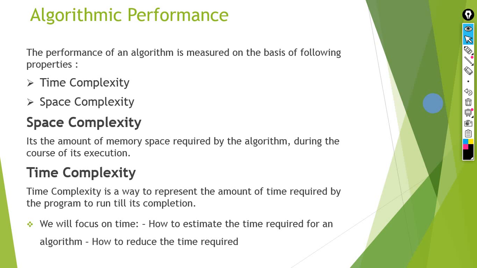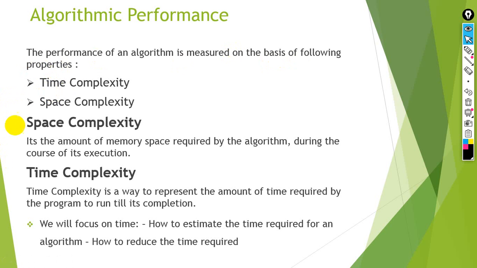So we have two factors which will check our algorithm performance, that is, whether our algorithm is a good algorithm to be implemented or it is not good to be implemented. The performance of an algorithm is measured on the basis of the following properties. One is the time complexity and the second one is the space complexity.